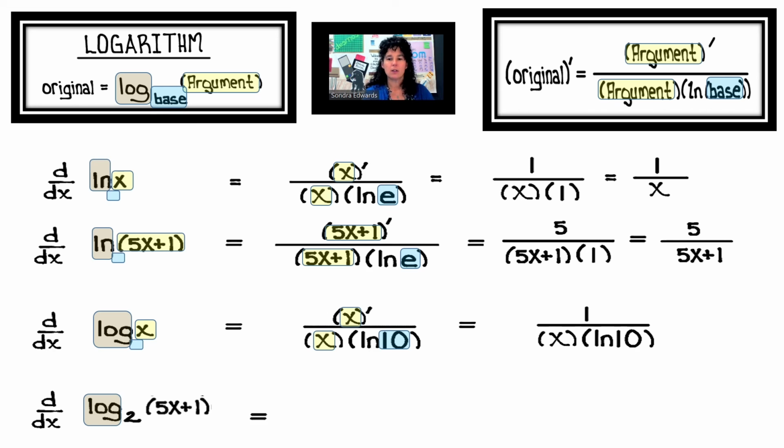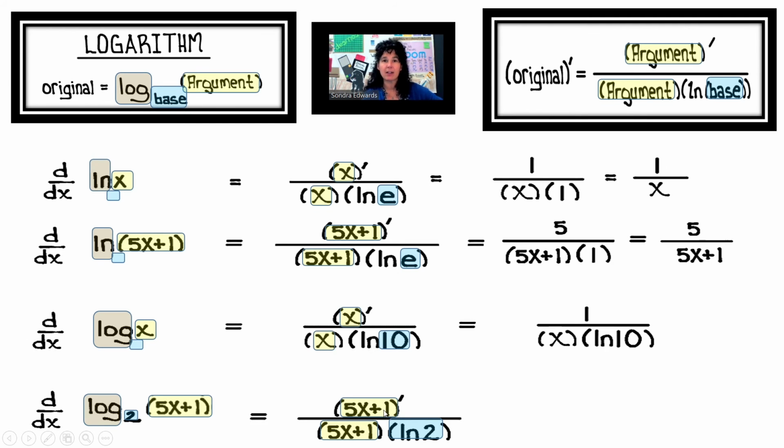Last one, the log of 5x plus 1, and we have a base 2. So log base 2 of 5x plus 1. We're going to put the argument in the denominator, so 5x plus 1 in the denominator, the derivative of the argument in the numerator, so the derivative of 5x plus 1. And then in the denominator, we're also going to multiply that argument by the natural log of the base number, so ln of 2. The derivative in the numerator is just 5, and that is our final answer.